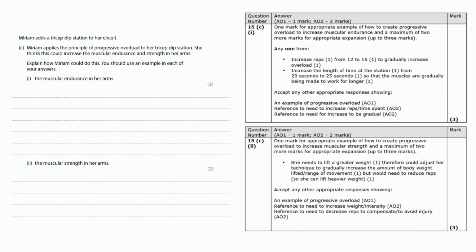The next part is on muscular strength in her arms. So it's no good increasing the time for this one because she needs to be working harder for less time, really. So the way she can do that is increase the intensity. And if she's doing tricep dips, what she can do is use a weight or place a weight on her legs, which is therefore going to make her work harder and make her use more muscular strength by increasing that intensity. So if you put something along those lines, if you talked about intensity and then talked about adding a weight and how that's going to increase muscular strength, then you're going to get your 3 marks for that question.